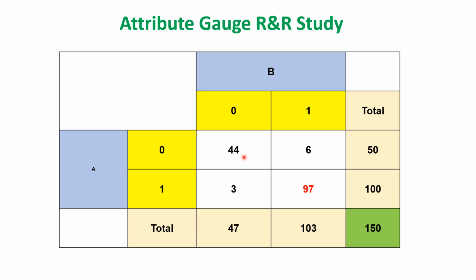I can add row and column. If I add the row, then I will get 47 here. 6 plus 97, that is 103. Similarly, the row can be added, that is 50. 45 plus 44 plus 6, 3 plus 97, that is 100. Now this is the total addition, either from the column side or the row side, that is 150. Now what is next? Let us see the next slide.